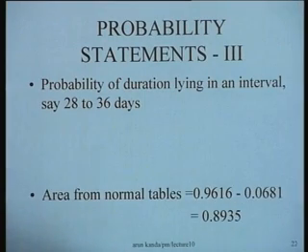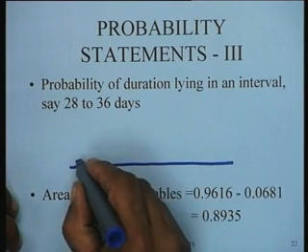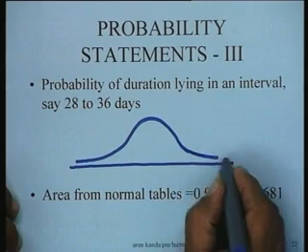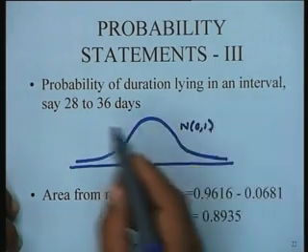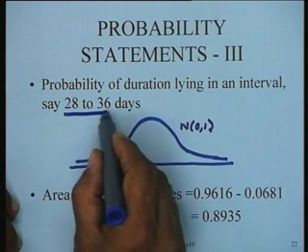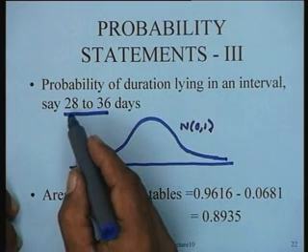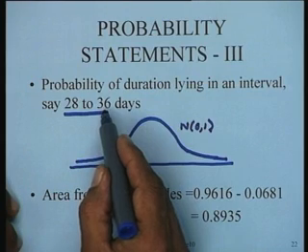Now on the same lines, suppose our objective was to find out the probability that the project would be completed within a certain interval of time. So the standard normal distribution would be something like this, and we are interested in finding out what is the probability that the project would be completed between 28 to 36 days. So again you would compute the z value for each one of these. 28 we had already computed and 36 we had already computed.